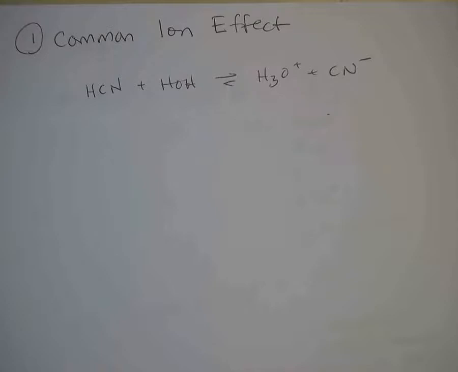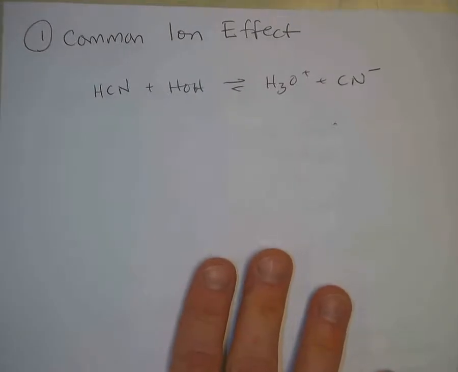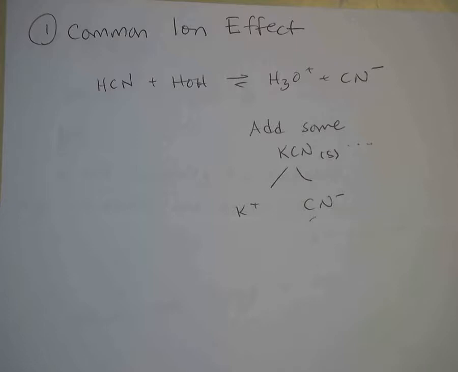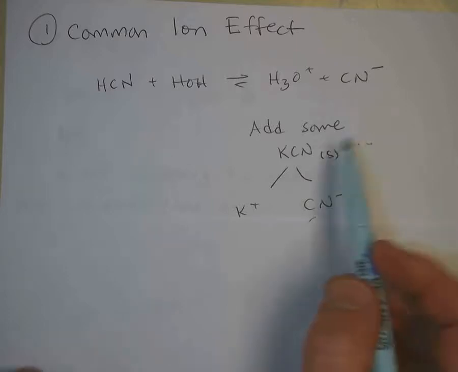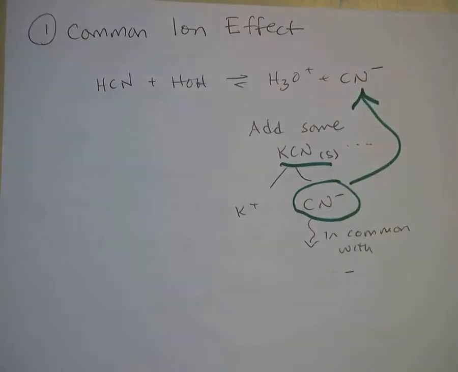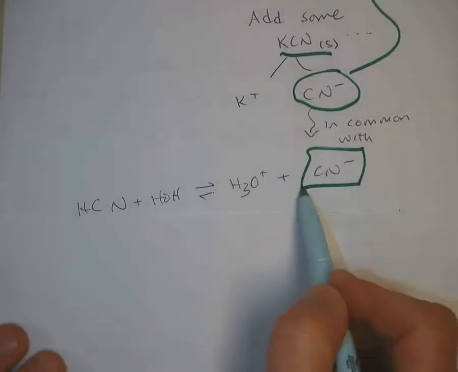Common ion effect says that when you have an equilibria, you add an ion that is in common with that equilibria. So for example, here's an equilibria with a weak acid, HCN. If we add some KCN, which is a soluble salt, of course, because it's got potassium in it, it will dissociate, forming K plus and CN minus. This CN minus from this salt will be in common with the CN minus in the equilibria written up above. It will be in common with this CN right here.